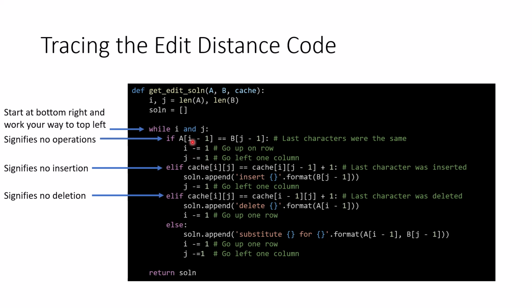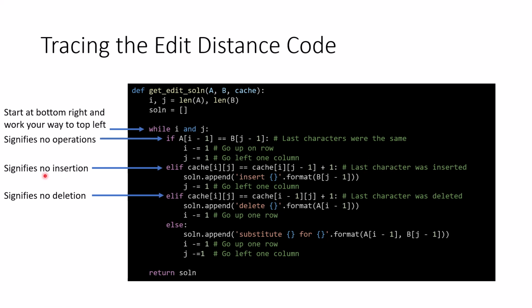So I'm just going to decrement both i and j, which corresponds to just going up left 1. The next case is, what if cache of ij is equal to cache of i, j minus 1, plus 1? That means that the cache right to the left of it plus 1 is equal to cache of ij. That means that we must have done an insertion.